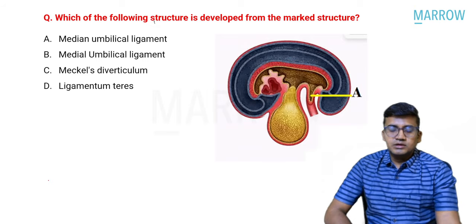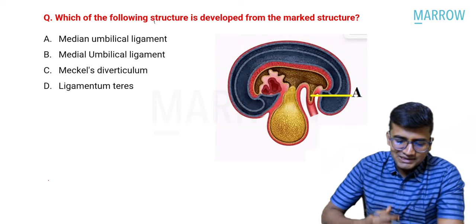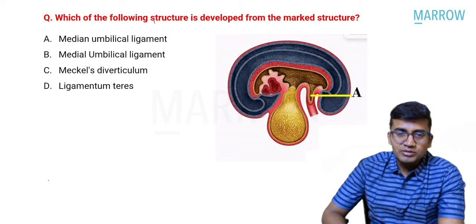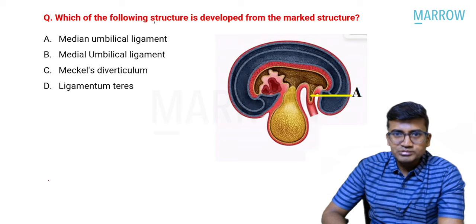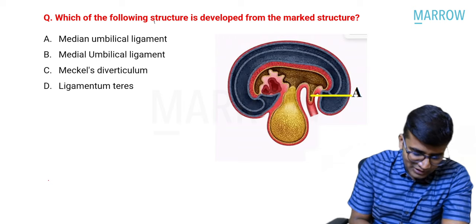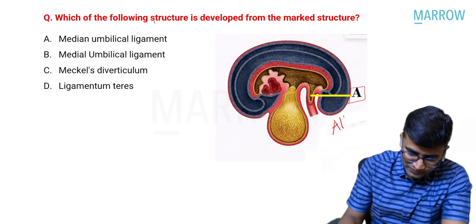Now to begin with, we're going to start the discussion from the embryology questions. Which of the following structures is developed from the marked structure? Option A, median umbilical ligament. Option B, medial. Option C, Meckel's diverticulum. And option D, ligamentum teres. Now see the diagram. In this diagram, the marking is on allantois. Very good.